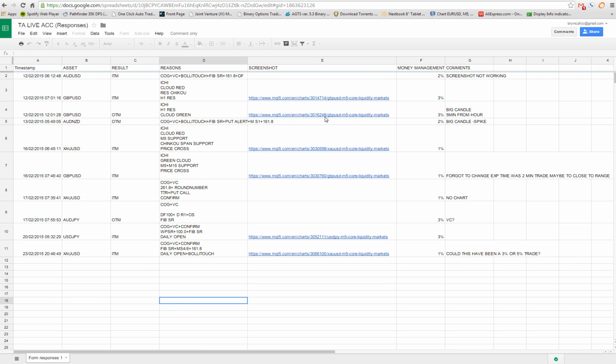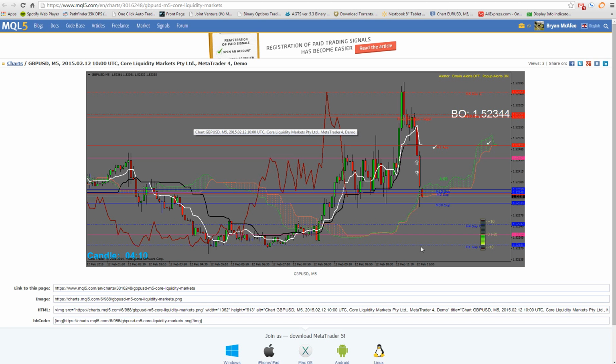Next one's another itchy trade. I guess he likes itchy. Well, it was trending recently. And the only thing I could say about this one is the cloud was thin. That's the first thing I look at. I like to see the cloud getting fatter as it moves up. That means momentum is increasing. But let's take a look at the trade itself.